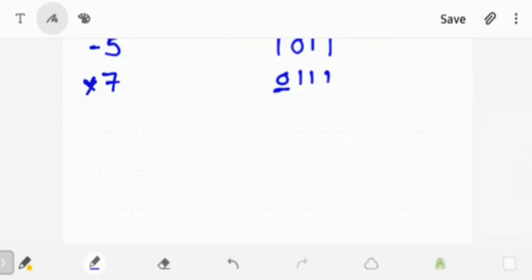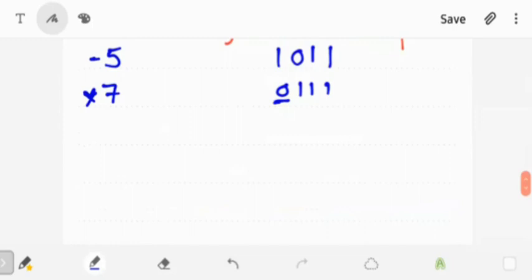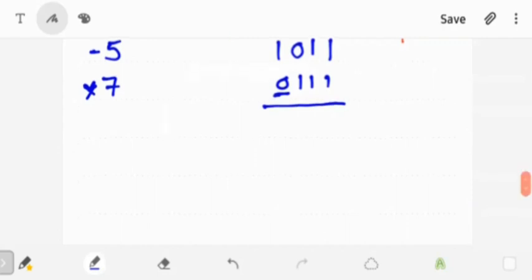Okay, multiply these two numbers. So what you will get? 1011 into 0111. Okay, carefully observe the process. So first multiply with this LSB. Okay, last one. So what you will get? 1011.